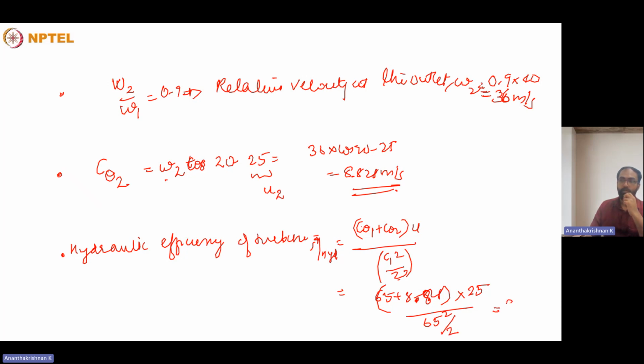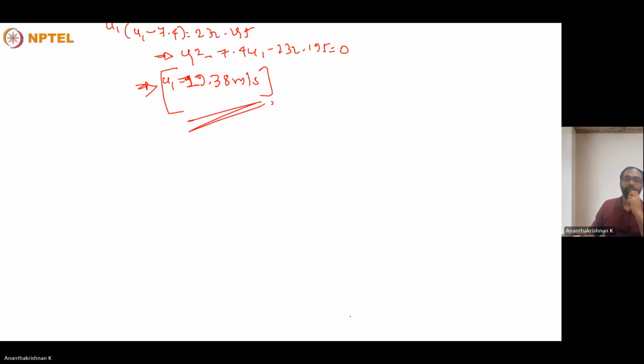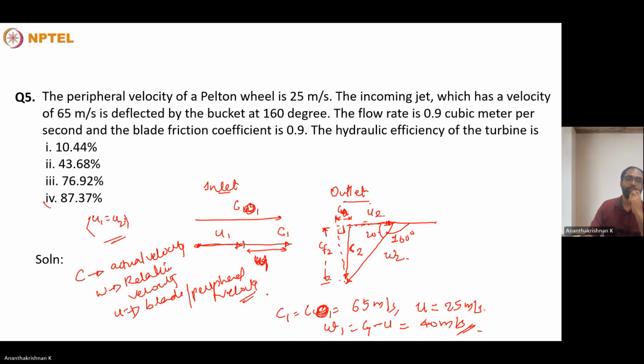So we'll get it around 0.8737. So the hydraulic efficiency is equal to 87.37%. So that is the answer. So the answer is option 4. So very straightforward. We have to determine the tangential component of the velocity at the inlet and exit, and using this, and using the standard formula of hydraulic efficiency, we can determine it.